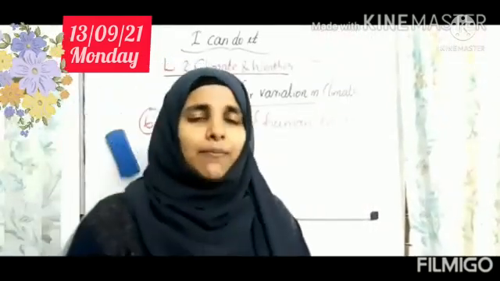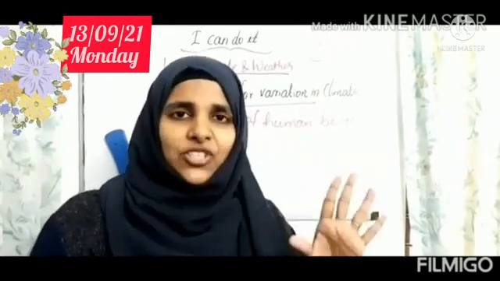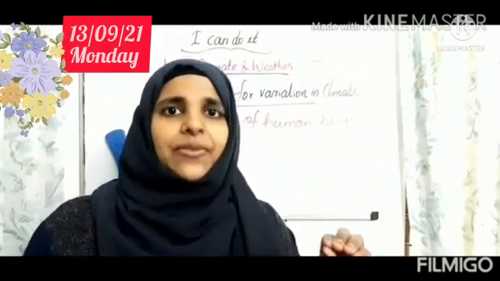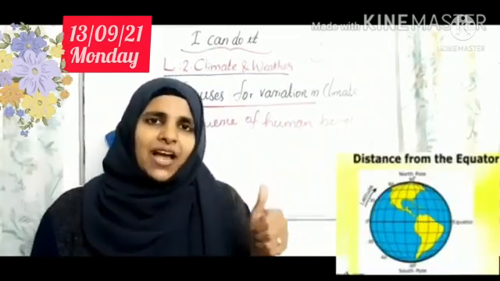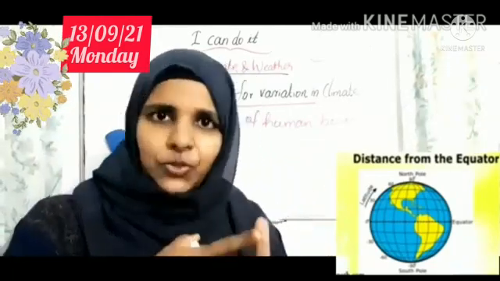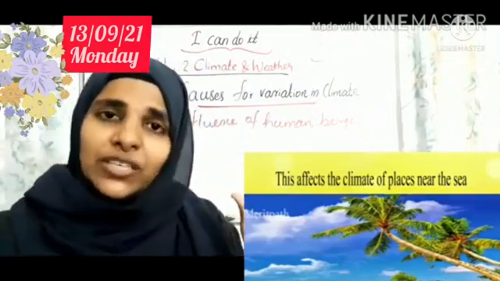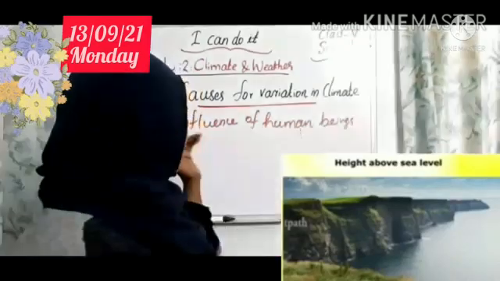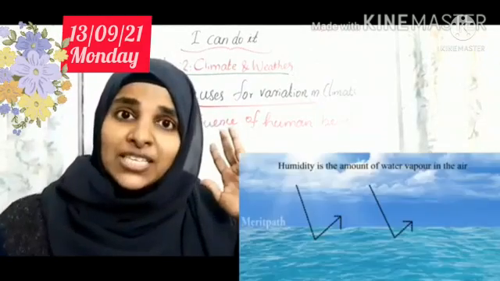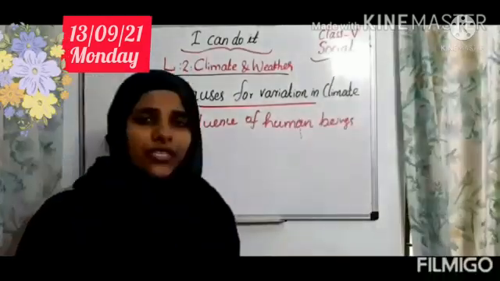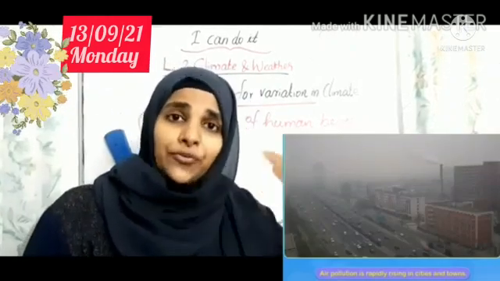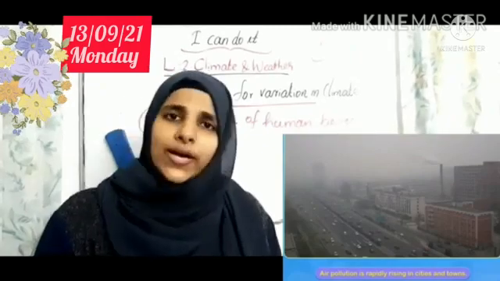So now we have learned about six factors that are affecting our climate. Okay, what are the six factors? One more time we can revise. First is distance from the equator, or latitude. Second is distance from the sea. Third is height above sea level, or altitude. Fourth is wind. Fifth is humidity, and the last one is influence of human beings. These are all the factors affecting our climate. So from place to place our climate also changes.